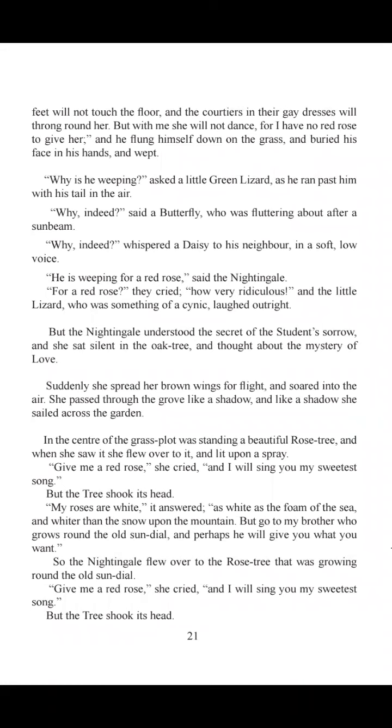"Why indeed," whispered a daisy to his neighbor in a soft, low voice. "He is weeping for a red rose," said the nightingale. "For a red rose?" they cried. "How very ridiculous!" And the little lizard, who was something of a cynic, laughed outright. So why is he crying for a red rose? Oh my God, it's ridiculous. Ridiculous means very silly.